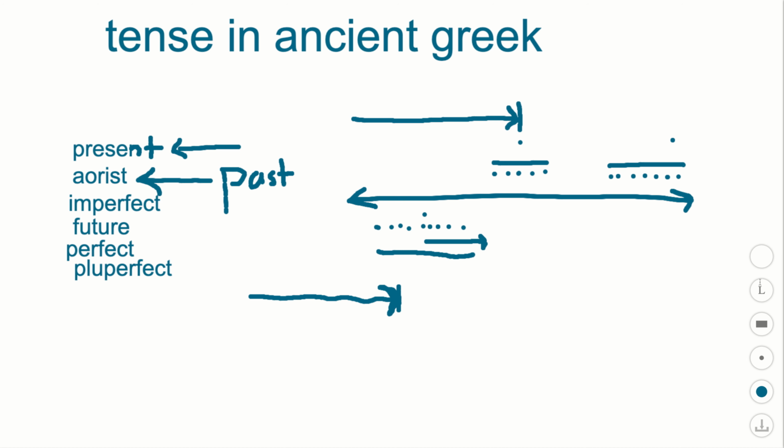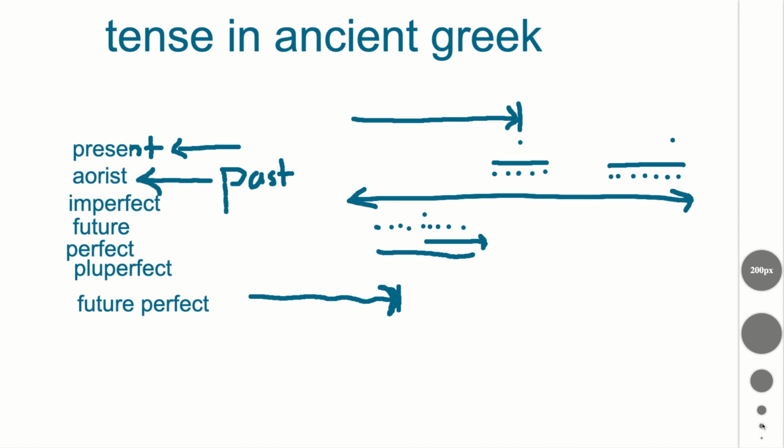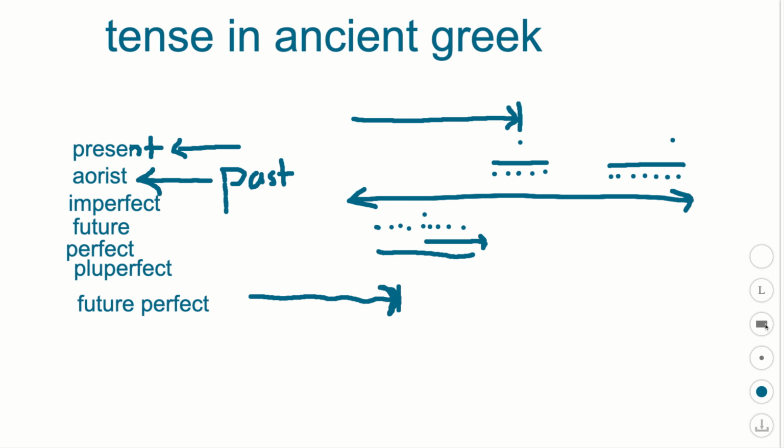And then we also have a future perfect. Future perfect is much less common in ancient Greek, but as you can guess, it's a lot like the perfect in that something was happening, but it ends sometime in the future. So we'll go over examples for all of these in our next video. But this should be just a good start for understanding these tenses.